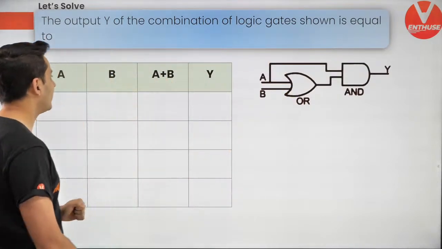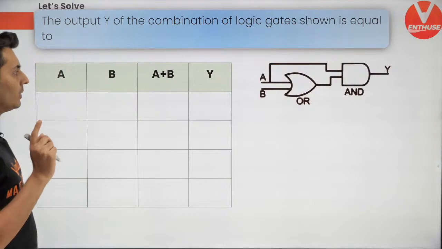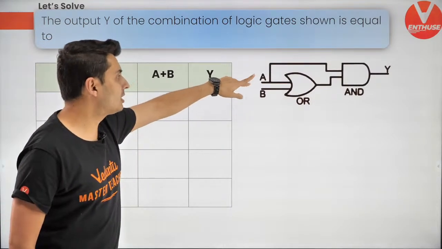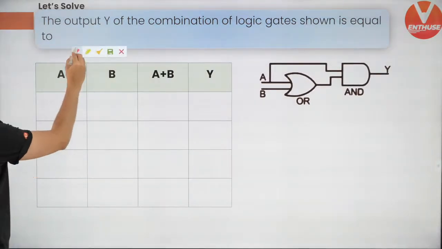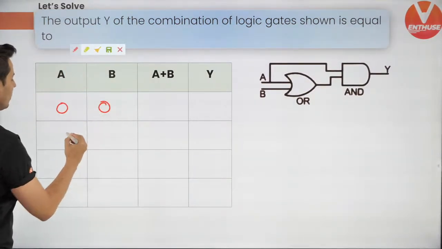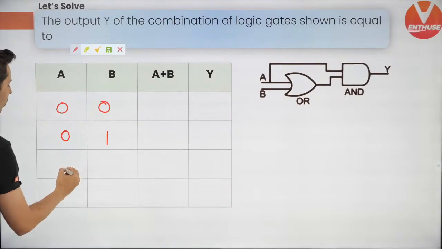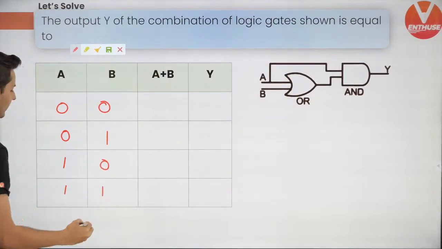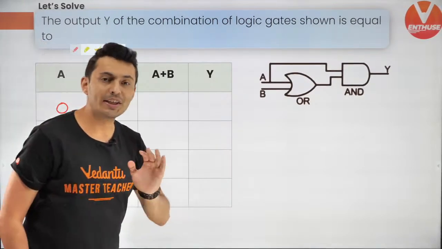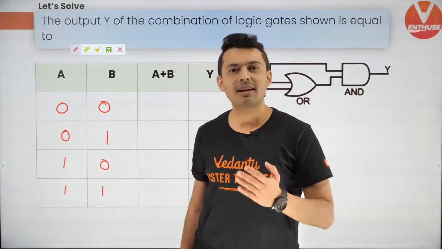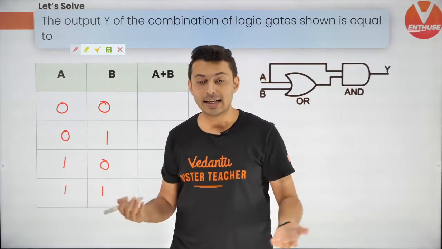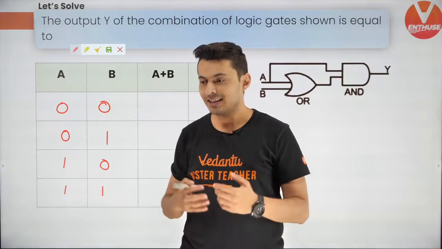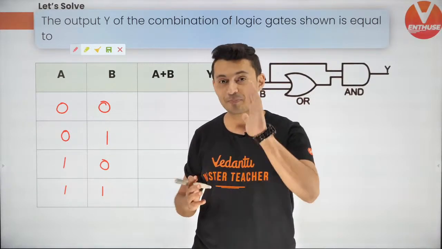Okay, now think. What we need to do is think about all the possibilities A and B can have. All the possibilities are 0, 0, 0, 1, 1, 0, 1, 1. 1 is like true, 0 is like false. You would have done this kind of truth table in maths also. Maybe even in 10th standard or in computer science. This is exactly like a truth table.